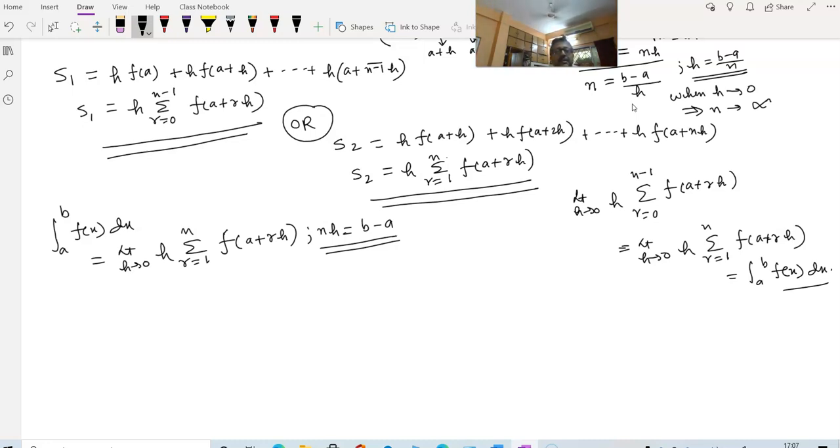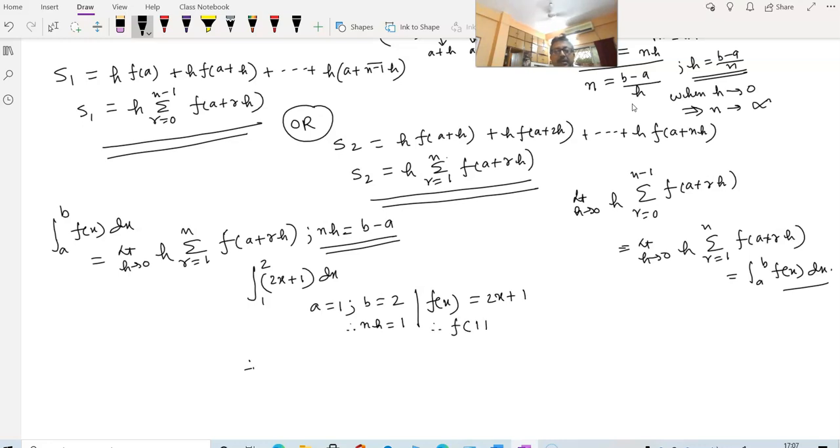Now let us see one application. Suppose they have asked you to find this limit, 1 to 2, (2x plus 1) dx by using definite integration as limit of sum. For this sum, what is a here? a is 1, b equal to 2, so nh equal to 1, and what is f(x) here? f(x) is 2x plus 1, so f of (1 plus rh) will be 2 into (1 plus rh) plus 1.